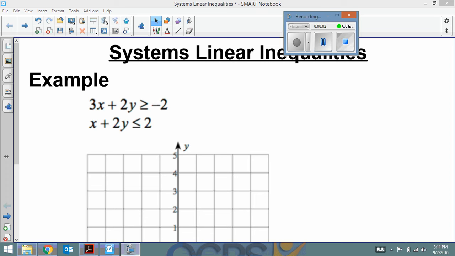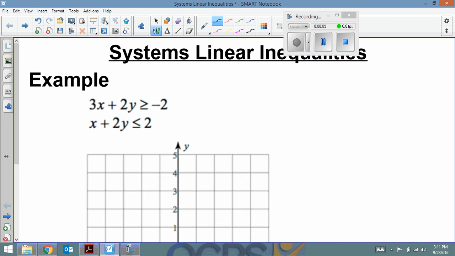So today we're going to talk about linear inequalities, systems of linear inequalities. To do this, you basically do this by graphing. So the first thing we got to do is take each one of our inequalities, this one and this one here, and put them both in slope-intercept form. So let's start with the first one.